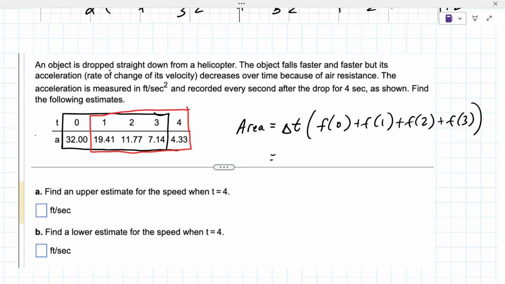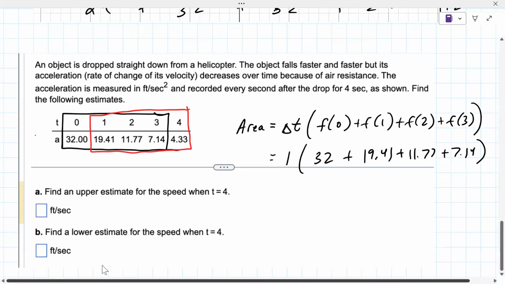So what is your delta t? It's the width between the t values, which is always 1 in this case. And then your f of 0 is the y values. That's the 32 plus the 19.41 plus the 11.77 plus the 7.14. So you're basically going to add up these numbers and multiply by 1.